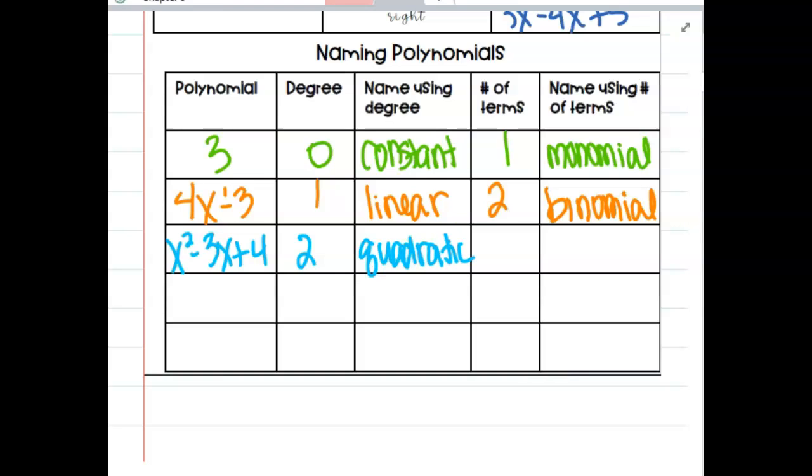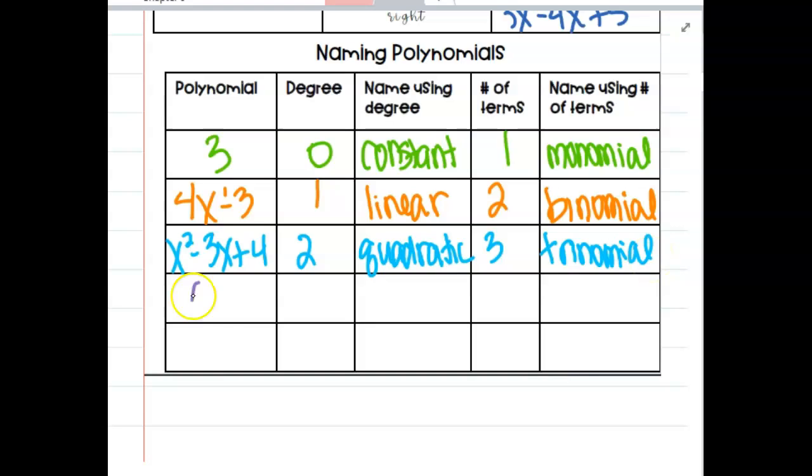And for the number of terms, I have x squared minus 3x plus 4. I have 3 terms, which is called, any guesses? We have mono, bi, what's 3? Tri, yeah. It's a trinomial.